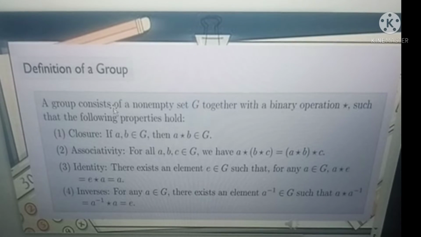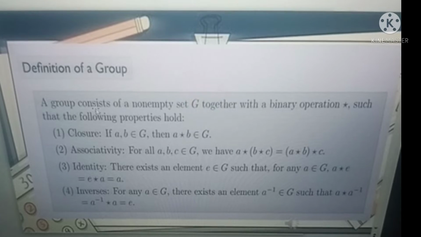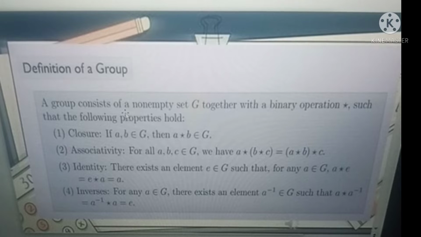So now let us talk about what a group is. How can we determine that a certain group is really a group? Here we have the definition of a group. A group consists of a non-empty set G together with a binary operation star. The following properties hold. Meaning a group is not an empty set, and G comprises elements together with a binary operation star.